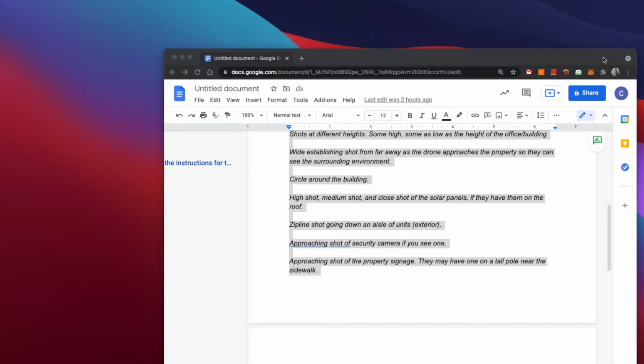I just want to go over some key features that worked. One thing that I didn't have here was that zipline shot of the exterior units. If they have exterior units, please get that zipline shot going down the aisle. Okay, that's it.